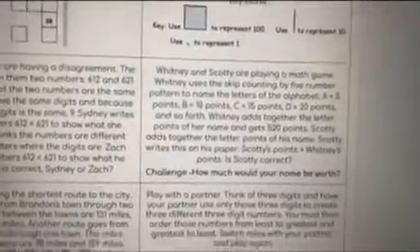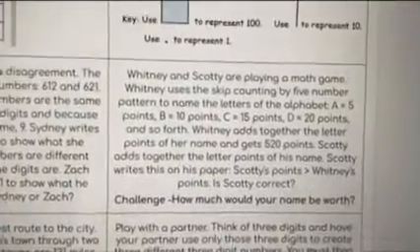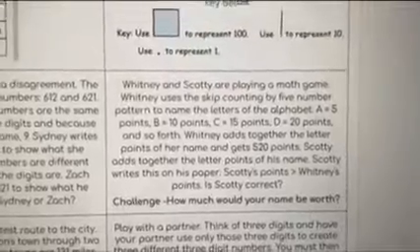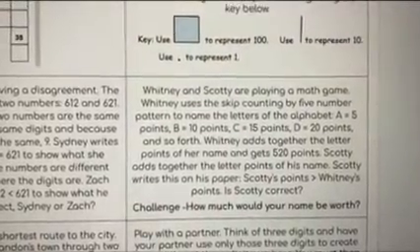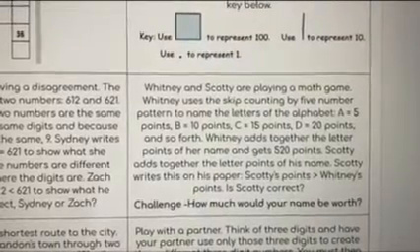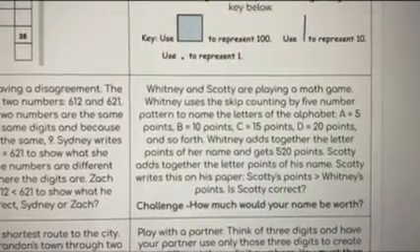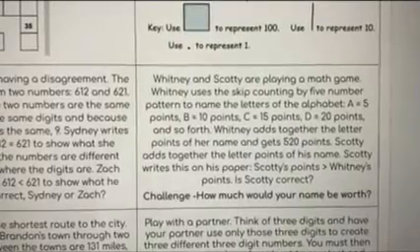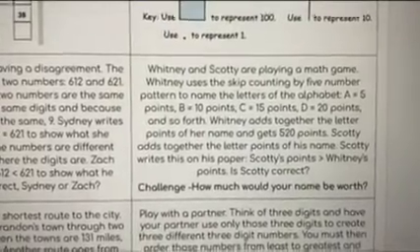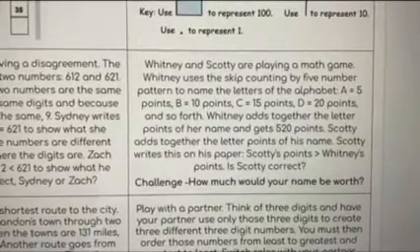Now, let's look at the second one. I think you're going to have a little bit of fun. I actually just saw that Miss Daisy had already done this for the morning. So let's read through this. Whitney and Scotty are playing a math game. Whitney uses the skip counting by 5 number pattern to name the letters of the alphabet. A equals 5 points, B equals 10, C equals 15, D equals 20, and so forth.